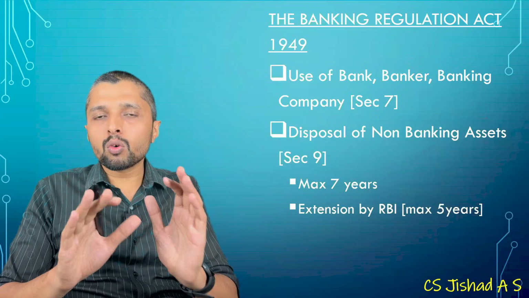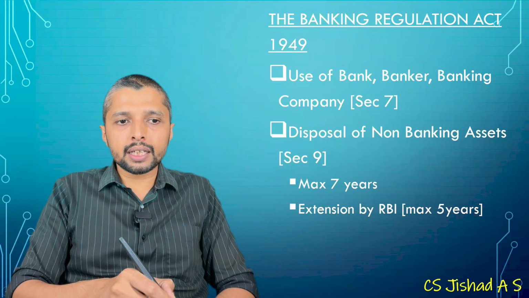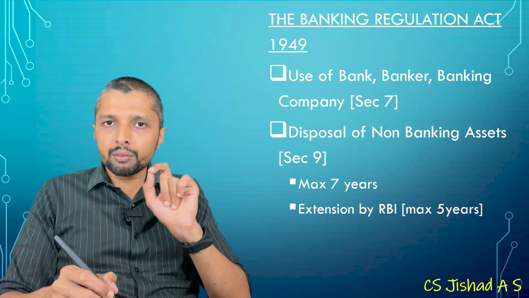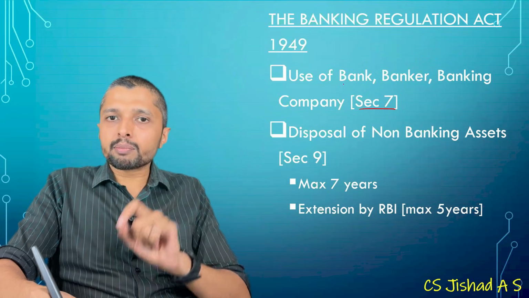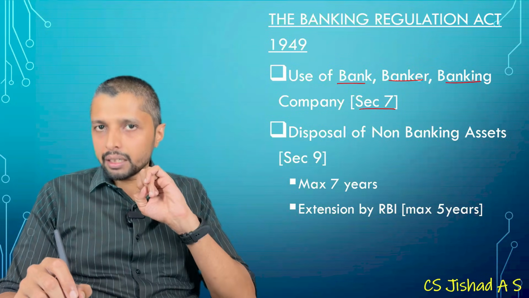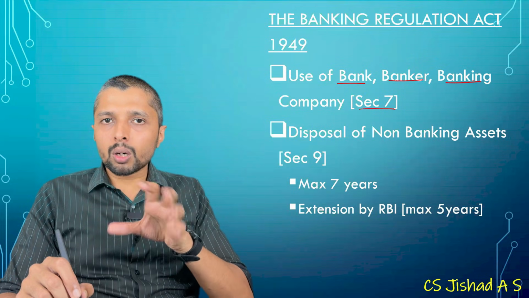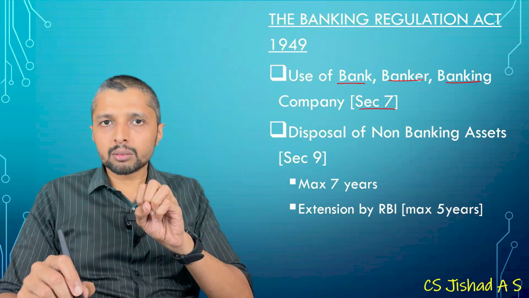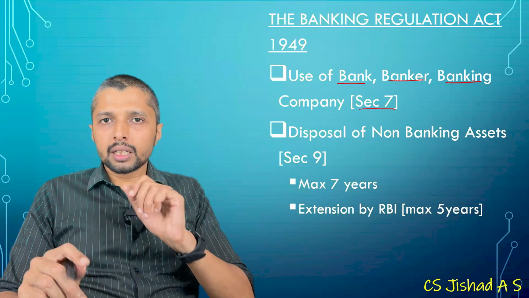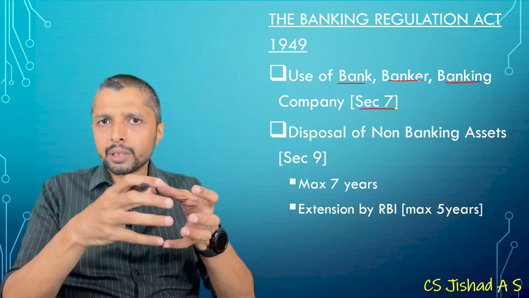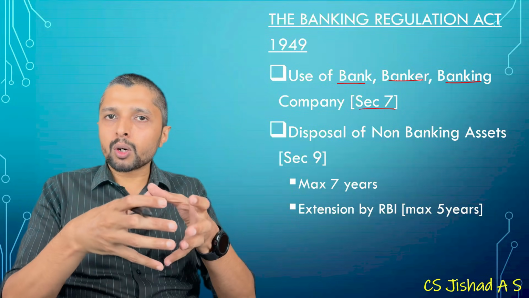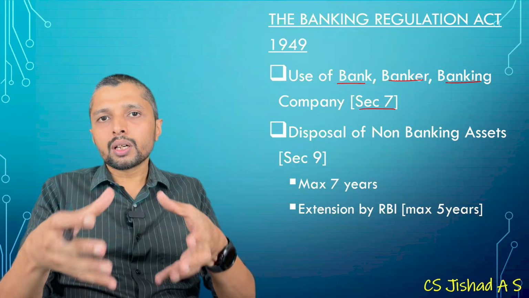Okay, so we'll now move to the concept of Banking Regulation Act 1949. So in Banking Regulation Act, we know that section 7 is there. It is mandatory for every banking company to use either bank, banker, or banking company. Okay, no other body, no other association shall use these terms unless they are carrying banking business. Okay, it can be used by any association of banks if they are formed for protecting the mutual right and interest of banks.